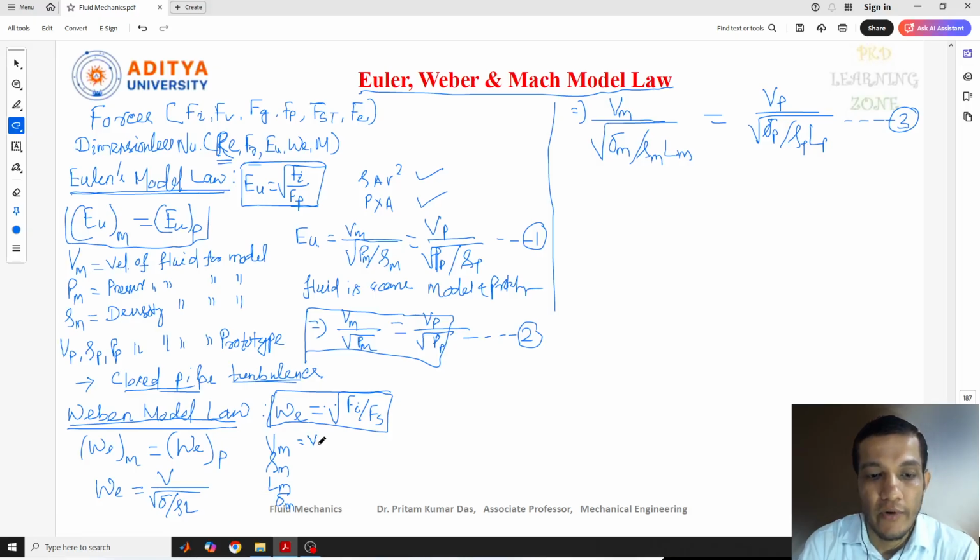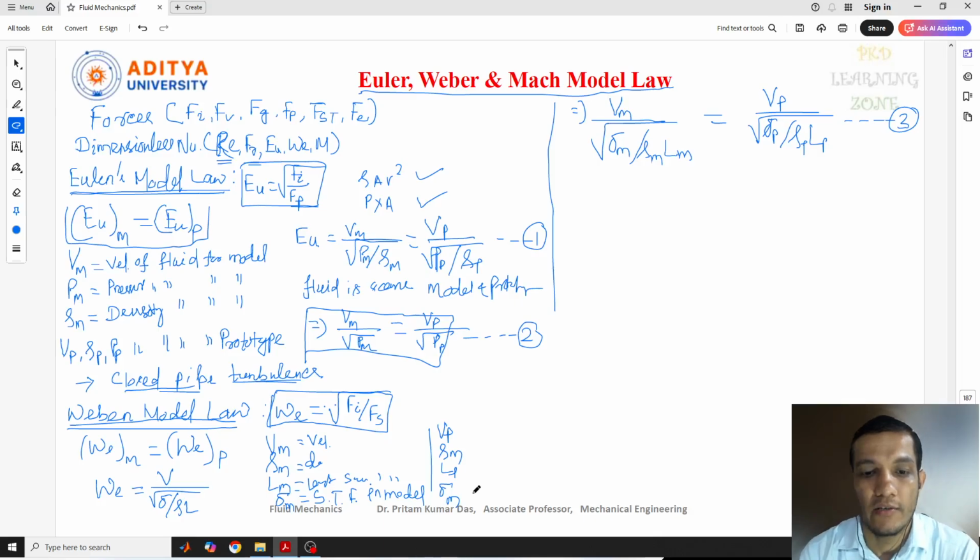So this is the velocity of fluid for the model, and this is density. Already I have written that. This is the surface tensile force in the model, and this is the length of the surface in the model. So these are the things I told you, same thing. Now this is for the model. Similarly, we need to consider Vp, rho p and Lp, and this is sigma p. Again, the surface tensile force for the prototype. Corresponding to what we have taken, the same things we can write for this one also. Okay, now this is our final equation.